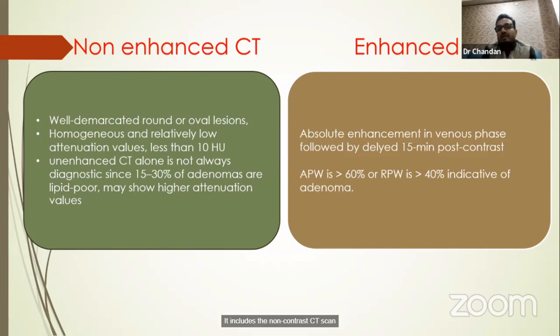It includes the non-contrast CT scan of only the limited section of the adrenal gland, and in the venous phase it should include from the dome of the diaphragm to the iliac crest or the pubic symphysis. But in the delayed 15-minute phase, it only includes the limited section of the adrenal gland. Okay, and if the absolute percentage washout is greater than 60% and the relative percentage washout is greater than 40%, it indicates an adenoma.